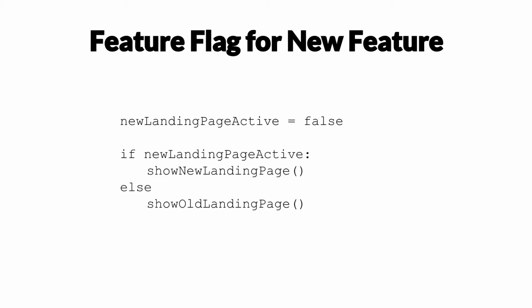This would be a very straightforward implementation of a feature flag. So we have a boolean new landing page active, we set it to false, and if new landing page active is true, we show the new landing page, and otherwise we show the old landing page. Very straightforward. But if we think back to our objective of decoupling the feature rollout from the code deployment, this certainly does not achieve that, because it's now hard-coded that new landing page active is false. We need to deploy a new set of code, a new revision of the code base, if we want to turn this feature on.